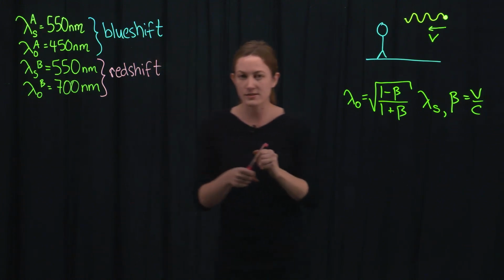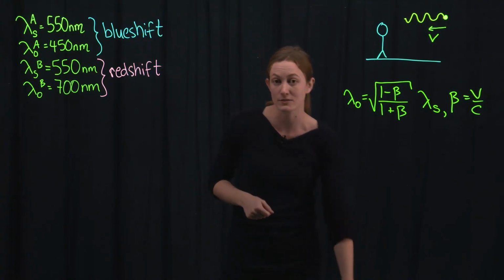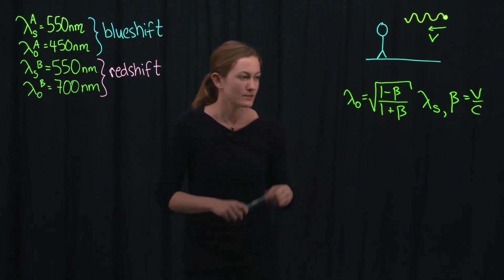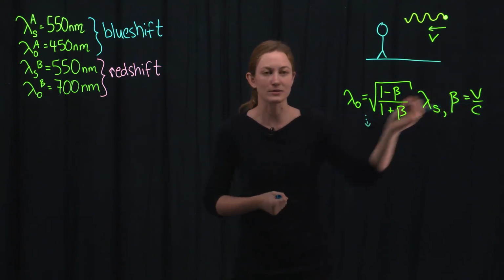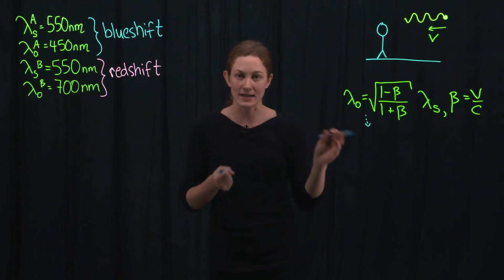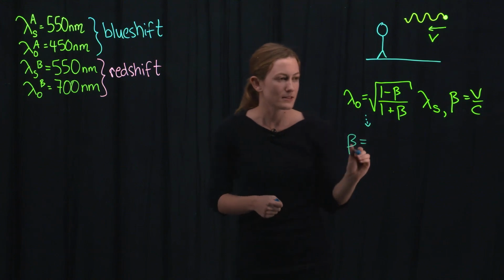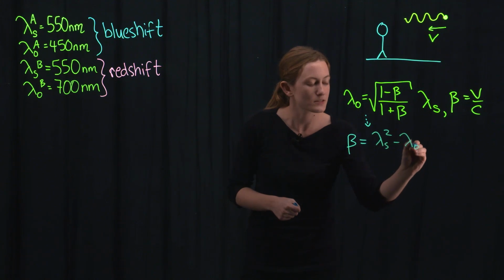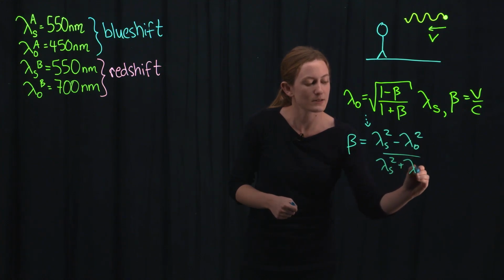Now we can figure out whether these galaxies are coming towards us or away from us and the velocities at which they're doing so by solving for beta in our relativistic Doppler shift formula. So remember, beta is equivalent to solving for the velocity. Beta equals v over c. Just squaring both sides of this equation and moving things around, see the attached PDF for more details, I'd find that beta equals lambda source squared minus lambda observed squared over lambda source squared plus lambda observed squared.